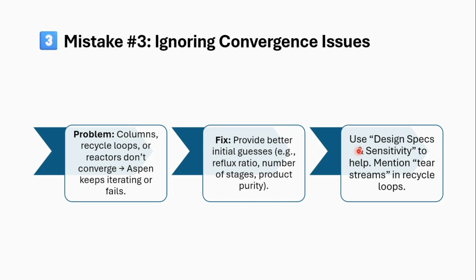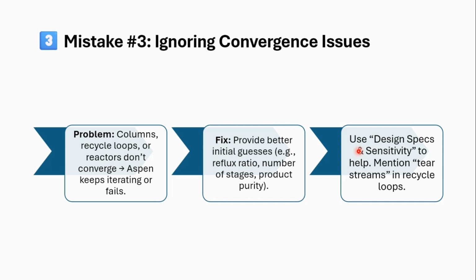Because, for example, if it's a recycle loop, you have to specify the tear stream. If you do not properly specify the tear stream, your recycle loop will never converge. So the problem is that the column, recycle loops, or reactors don't converge. Aspen will keep on iterating or will produce results with error. How can you fix it? Obviously, you have to provide better initial guesses, such as reflux ratio, minimum number of stages, product purity, and so on.